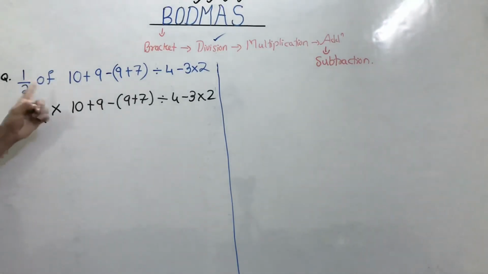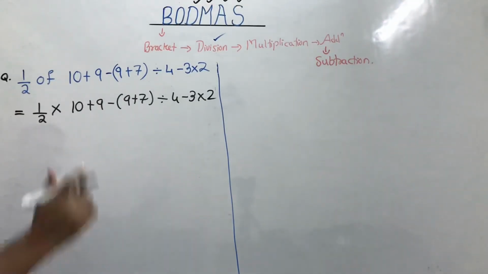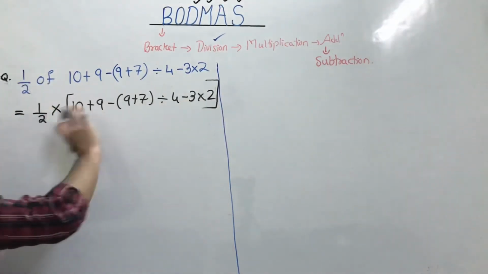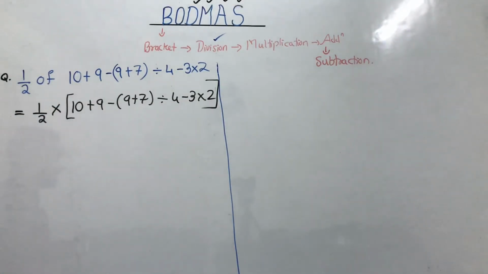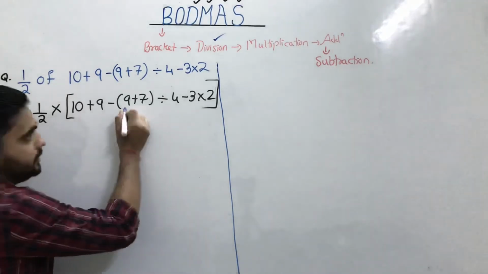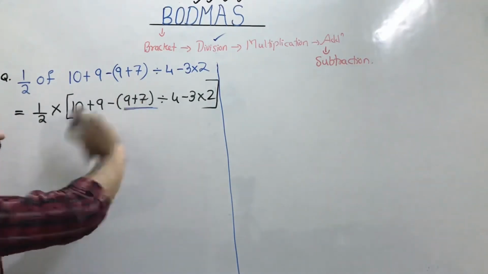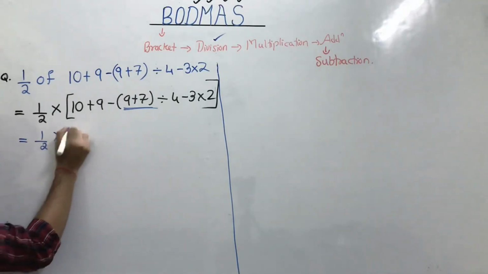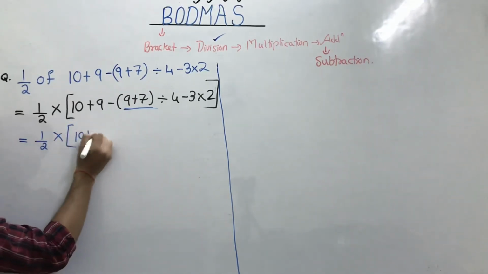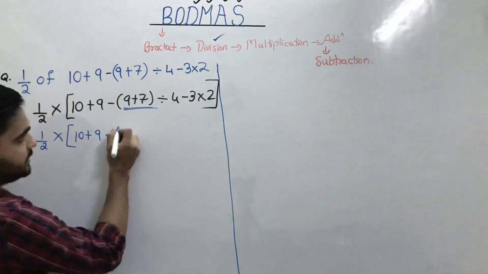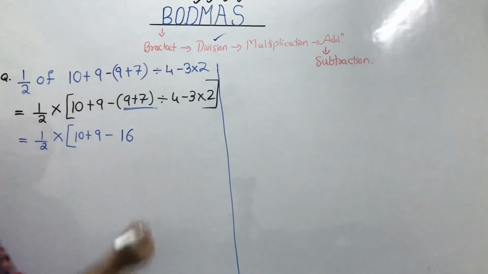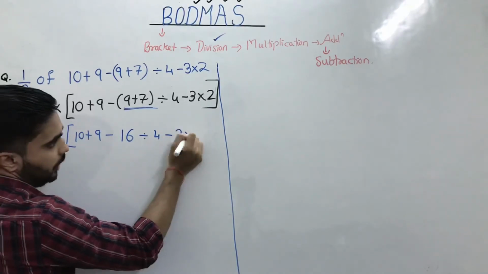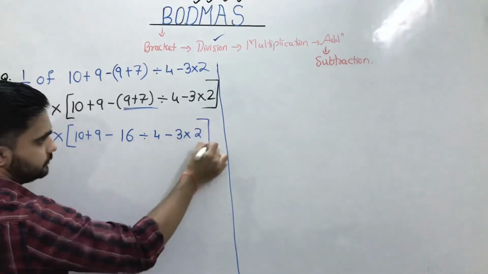So this 1 by 2 of means multiplication, so multiplication by this whole term. So I'll write this inside the bracket. Now according to our rule, first we'll solve this because we have a bracket, and the remaining I'll keep as it is. So 1 by 2 into 10 plus 9 as it is minus 9 plus 7 is nothing but 16 divided by 4 minus 3 into 2.